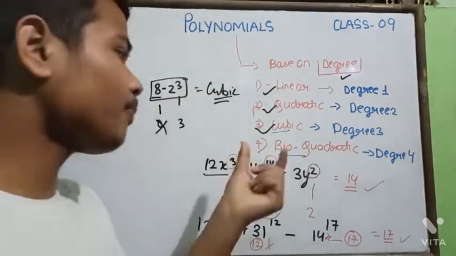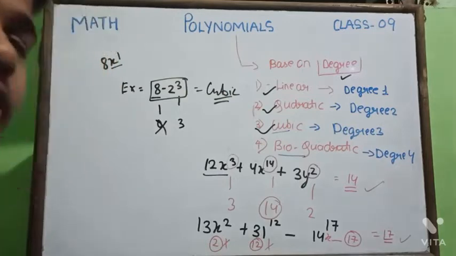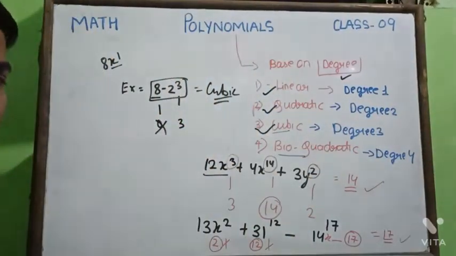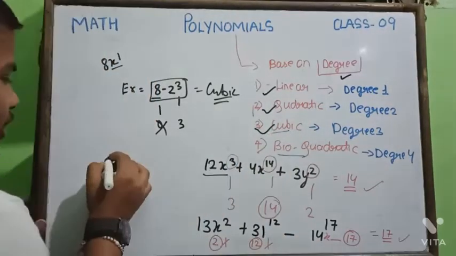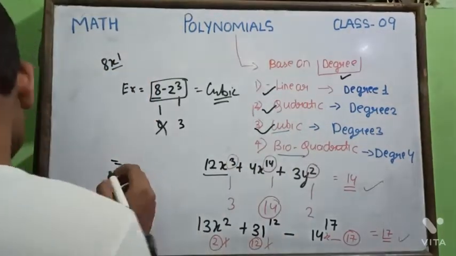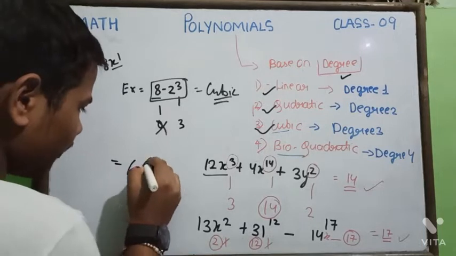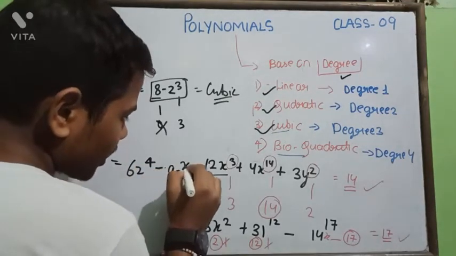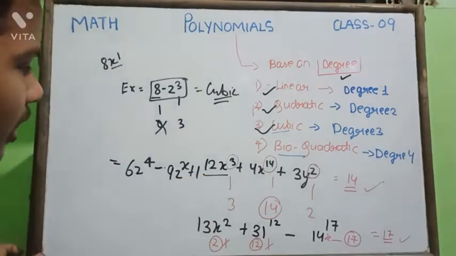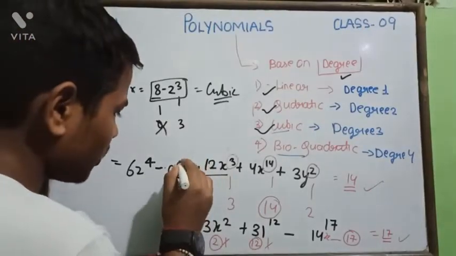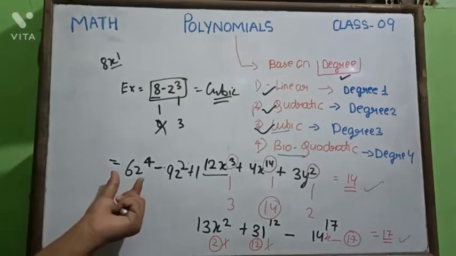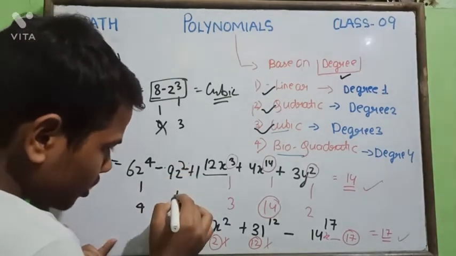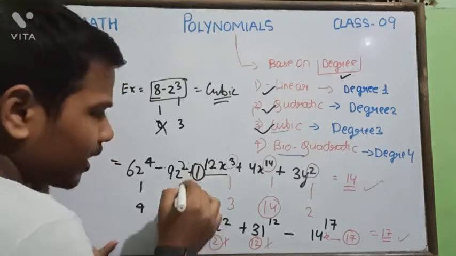Okay. Now biquadratic means having degree 4. Degree 4 means the highest power should be 4. Let's take an example, that is 6z⁴ minus 9z² plus 1. The power of the first term is 4, the power of the second is 2, and here we can't write any power.